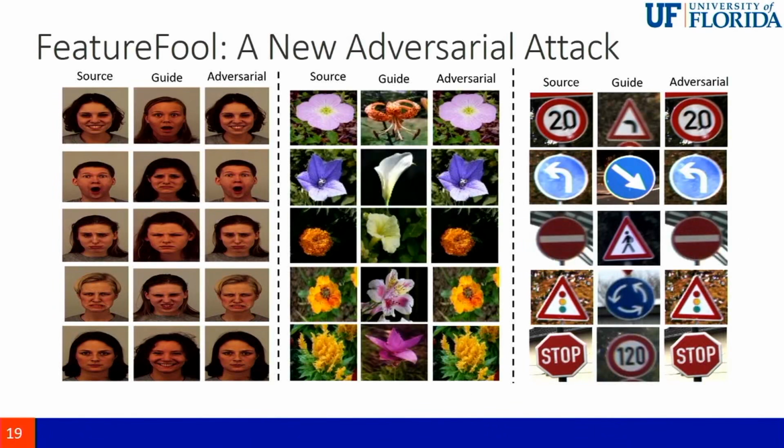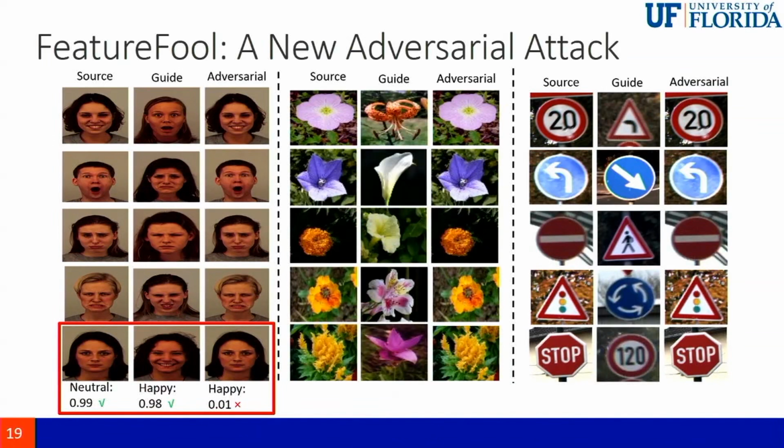So here are 3 different examples. Let's just take a look at the left bottom corner. We have 3 images here. The first image is a genuine image, the source image. So the classifier would correctly classify it as the neutral face, and the confidence is 99%, which is very high confidence, right?